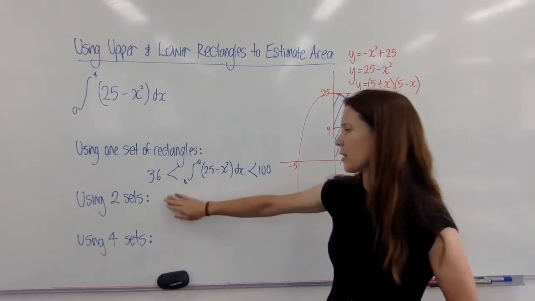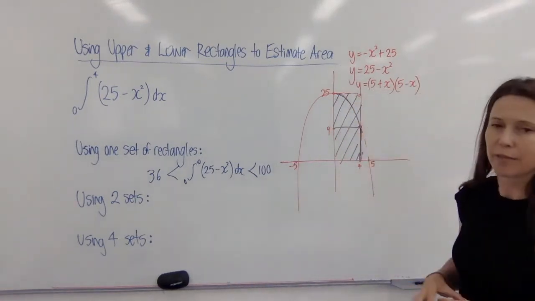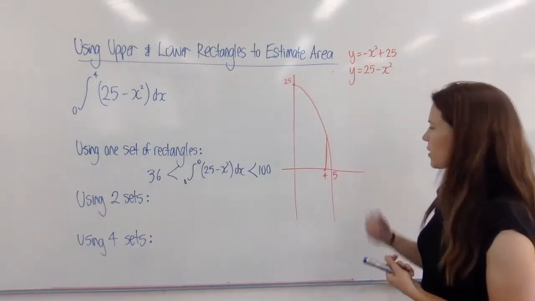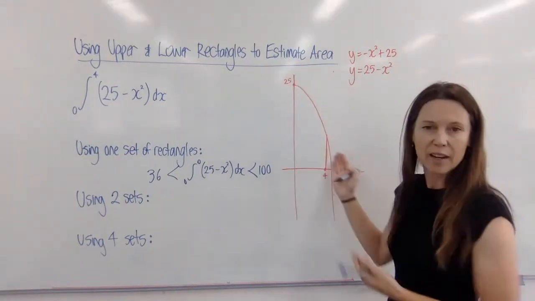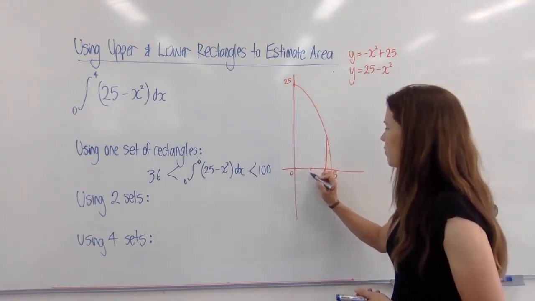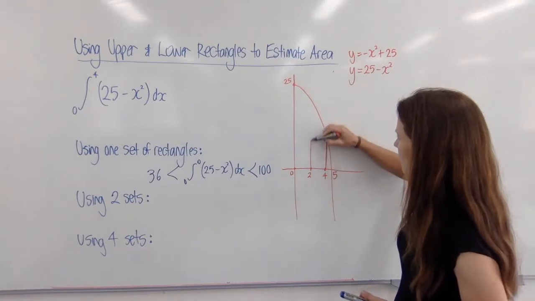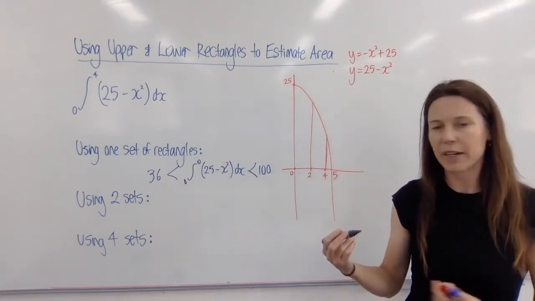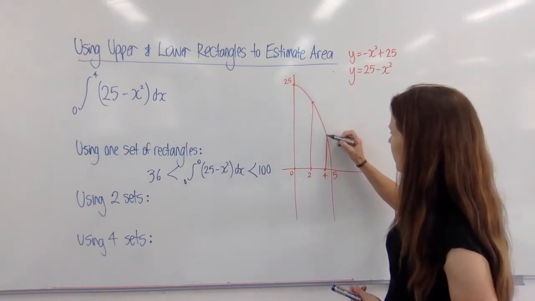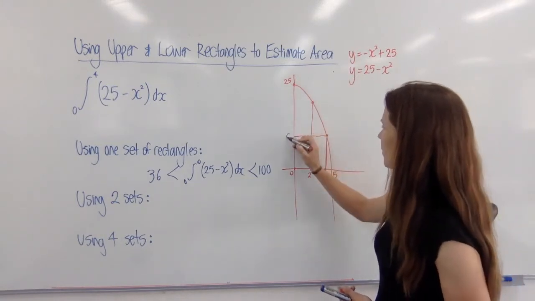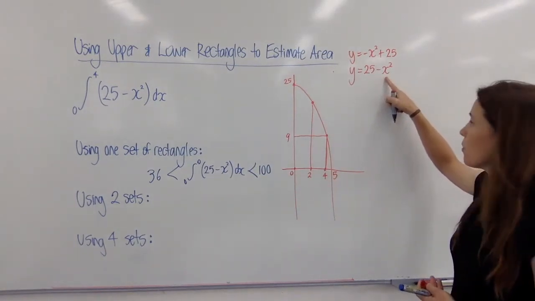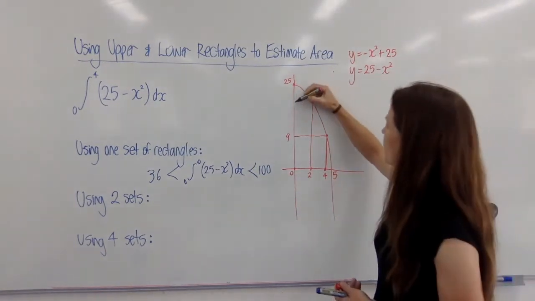We're going to have another couple of goes here using 2 sets of rectangles and then 4 sets of rectangles. Okay, so to draw 2 sets of rectangles, to me it makes sense just to halve the space that I've got between 0 and 4. So I'm going to make a vertical line at x equals 2, and then I'm going to build my rectangles. So firstly, it's good to know this point here. We already saw that 4 lines up with 9. And if I sub x equals 2 in here, I've got 25 minus 2 squared, and that gives me 21.